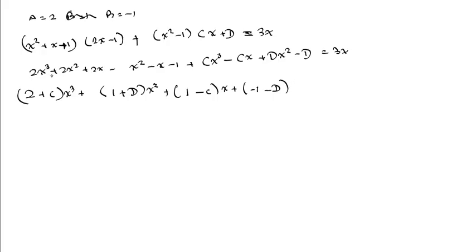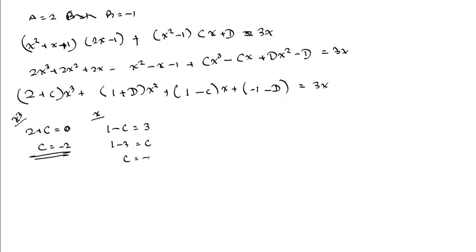Is it correct? Okay, so this is equal to 3x. Then we know that 2 plus c is equal to 0, which means c equals minus 2. We can confirm this with this. This is x to the power 3. We can confirm it with x: if you consider 1 minus c equals 3, 1 minus 3 equals c, c equals minus 2. Both are confirmed. x to the power 2, 1 plus d equals 0, d equals minus 1.